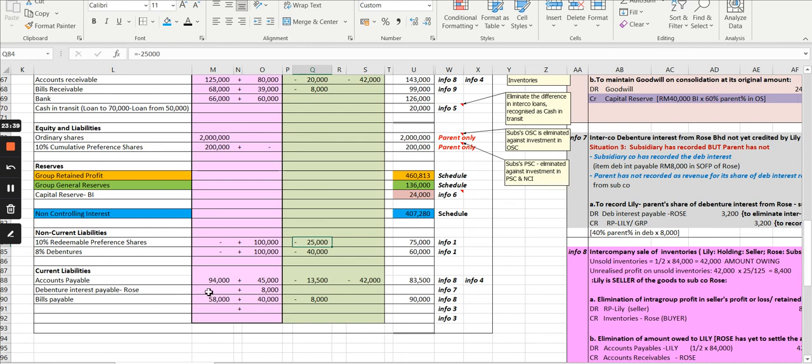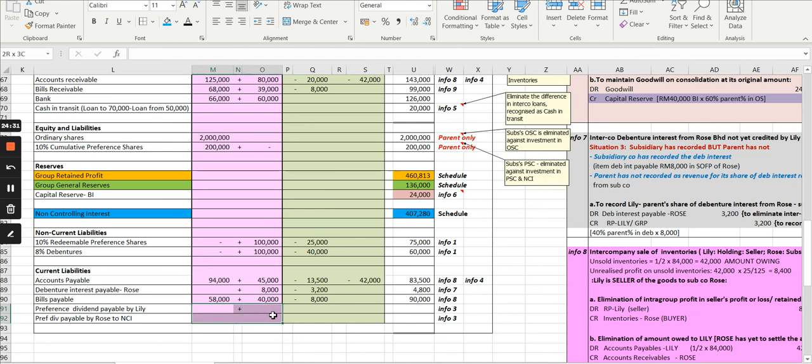The last item is the debenture interest payable that you need to do, which is from the item in the SOFP. There are two more actually, and that is to deduct the intercompany debenture interest which belongs to the parent. This shouldn't be reported because this is an intercompany transaction. What is reported is the debenture interest payable by Rose to other debenture holders. The last two items here should report this: the preference dividend payable by Lily to the shareholders, and also the preference dividend payable by Rose to the non-controlling interest. So this is what you have.